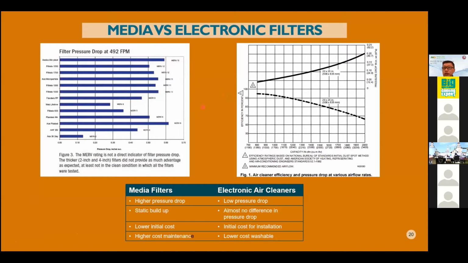What happens if you use it and contaminants are collected or trapped onto the media? The pressure will slowly build up, so you have a higher static pressure drop. Using an electronic air cleaner at 2000 CFM maximum airflow, you look here, it's only 49.7 Pascal, 0.2 inch static pressure drop. And the best part for the electronic air cleaner is that the filter components are washable and reusable. You don't have to reinvest or replace the filter.